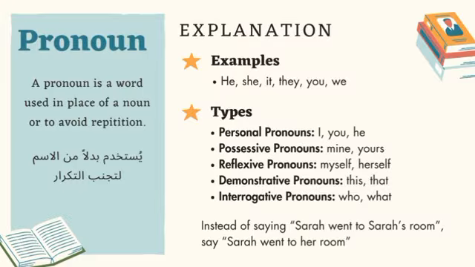Its types include personal pronouns like I, you, he, possessive pronouns like mine, yours, reflexive pronouns like myself, herself, demonstrative pronouns like this, that, and interrogative pronouns like who and what, etc. So instead of saying, for example, Sarah went to Sarah's room, you can say Sarah went to her room.